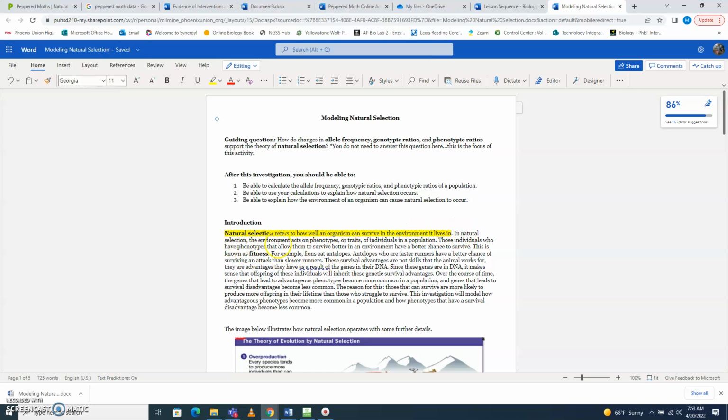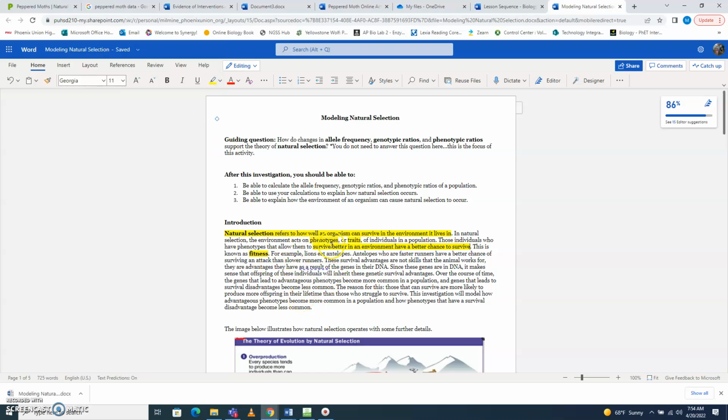In natural selection, the environment acts on phenotypes, or traits, of individuals in a population. Again, an example of a trait would be something like eye color, hair color, or height. And phenotype is another word for trait. Continuing on, those individuals who have phenotypes that allow them to survive better in an environment have a better chance to survive. This is known as fitness. Okay, so what is fitness? Fitness refers to surviving better in their environment and having a better chance to survive.